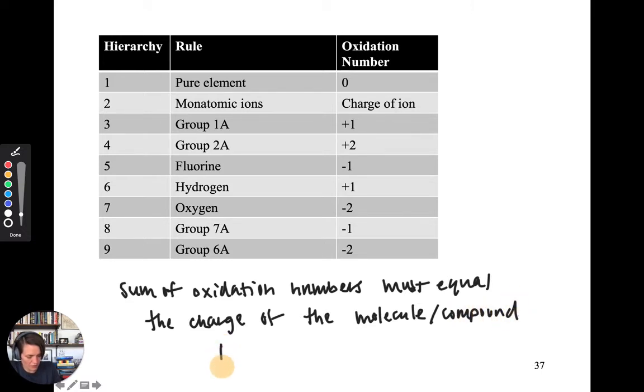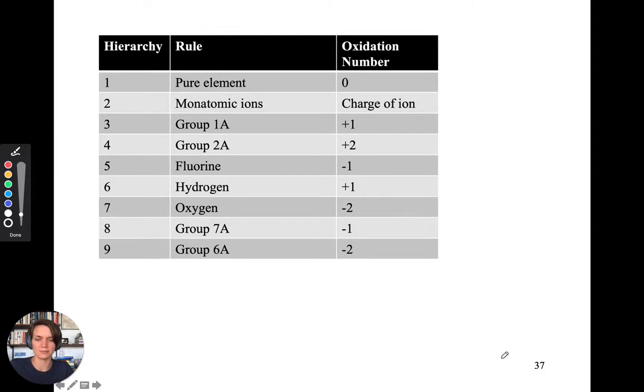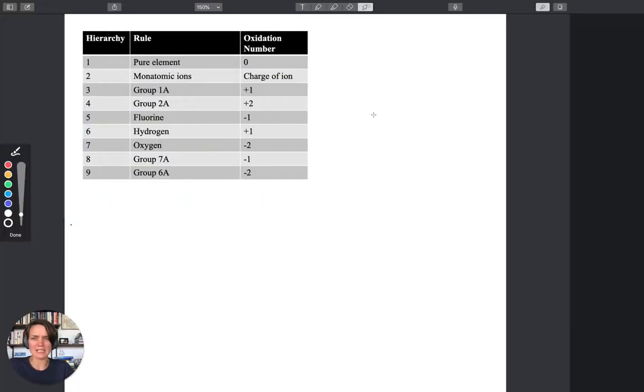Right, so if you have a charged molecule, like our nitrate ion, that means the sum of your oxidation states has to equal -1. But for any species that does not have a charge, and that charge would have to be written for you, their oxidation numbers must add up to 0. Okay, so let's put some of that into practice and see what each one of these rules looks like.